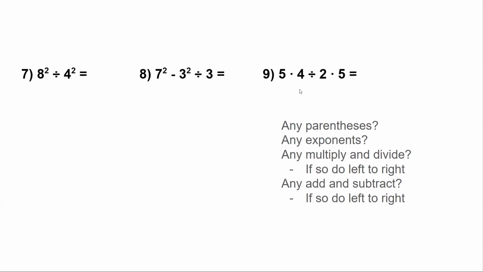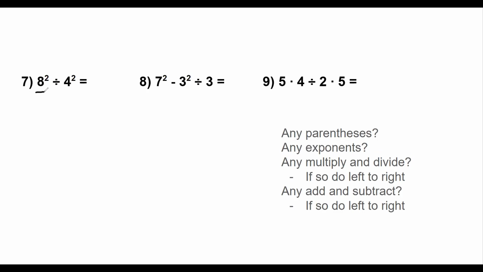Okay, go to a few more. Any parentheses, any exponents, any multiply and divide. If so, do left to right. Any add and subtract. If so, do left to right. Now that we have our questions in our head. All right, these get a little trickier, so you got to be careful. Any parentheses for number 7? No. Any exponents? Yes. 8 squared is 64.